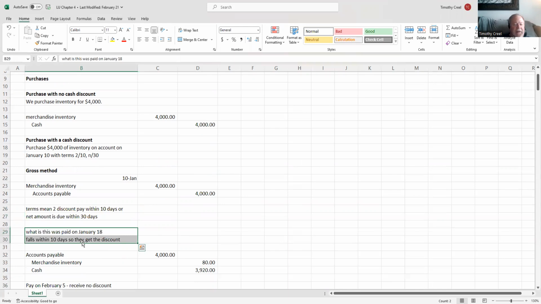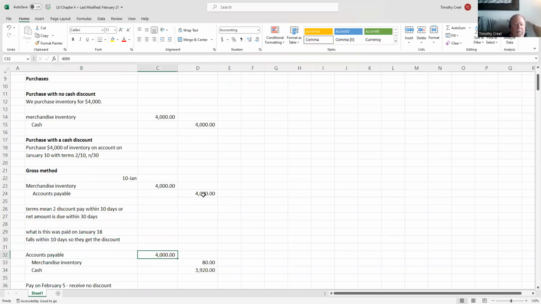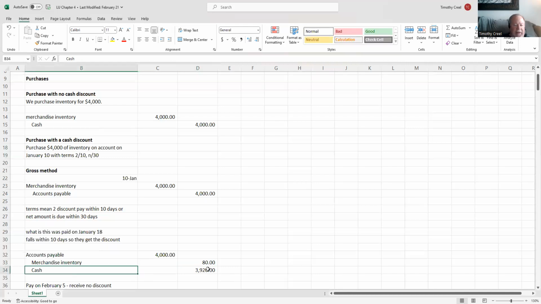So what if this was paid on January 18th and falls within the 10-day period, so they get the discount? Remember, the transaction started on January 10th. If we make payment on the 18th, we get the 2% discount. How would we record that payment? We would debit accounts payable for the full $4,000. Remember, in the initial transaction, we credited accounts payable. Accounts payable is when you owe money in the short term. We would debit accounts payable, credit merchandise inventory, and credit cash.